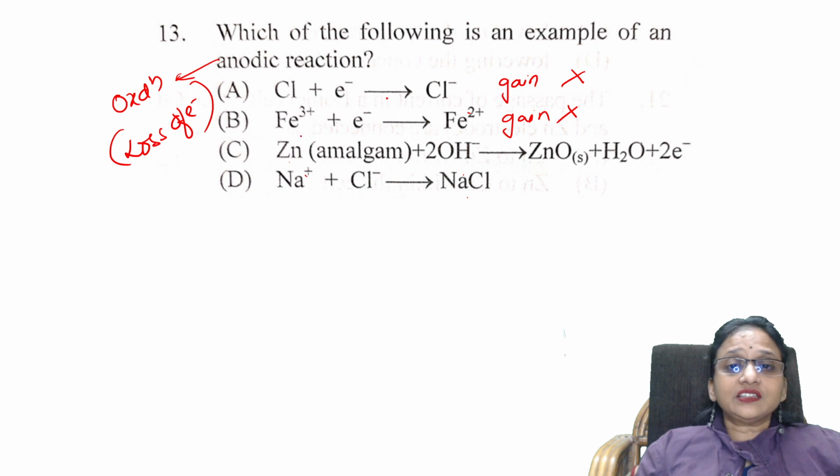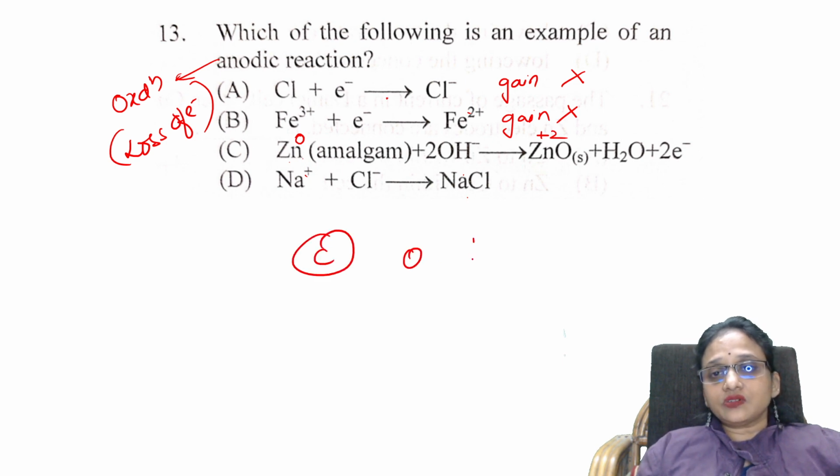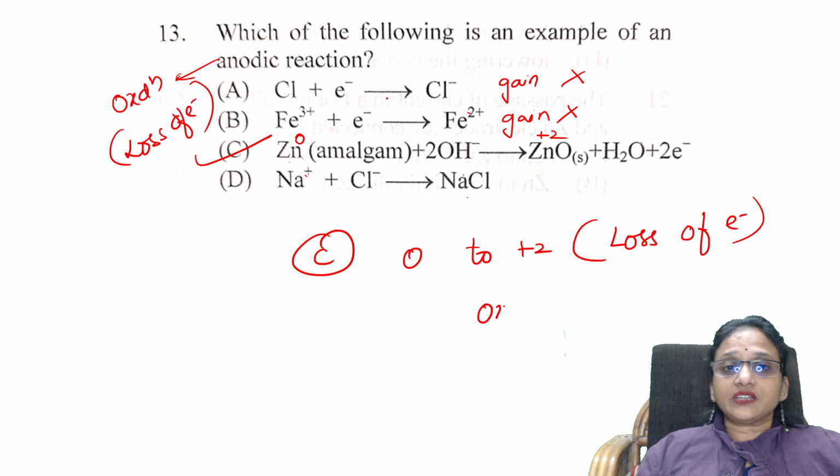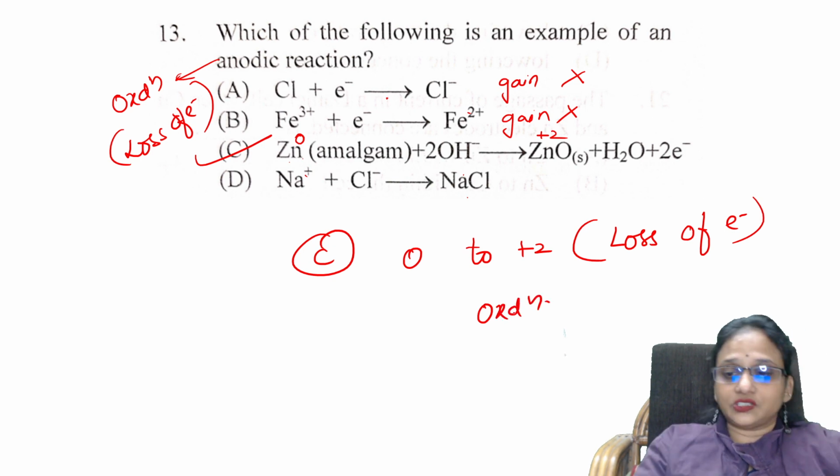Now, just check. In this case, zinc from 0 is becoming plus 2. From 0, it is going to plus 2. It is nothing but loss of electrons, nothing but an oxidation process. See? That's why they have asked for the anodic reaction.